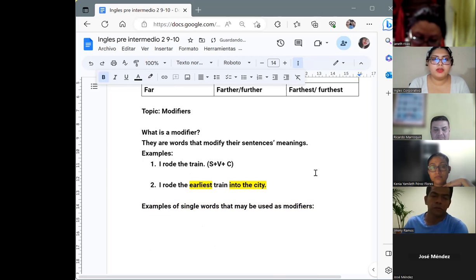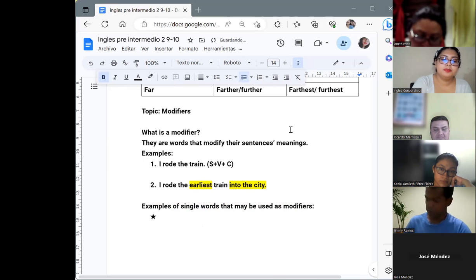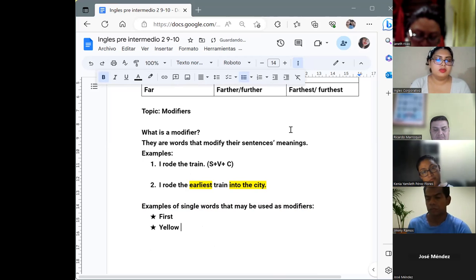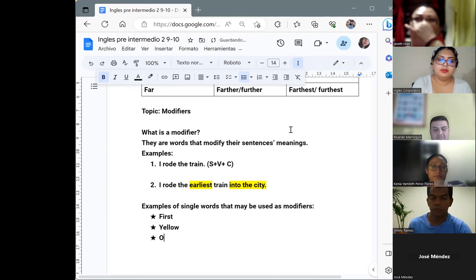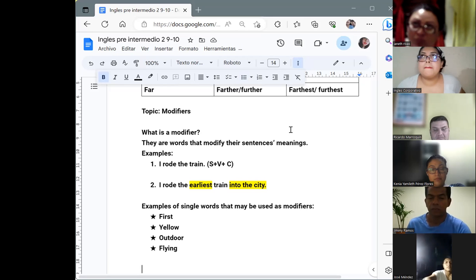So in this case, we have the following words. We have first. We have yellow. We have outdoor. And we have flying. Estas palabras, así como las vemos ahí, pueden utilizarse como modificadores, ya que nos van a dar un pequeño, ¿cómo podemos decirlo? Puede darnos un poco más de detalles sobre las cosas de las que estamos hablando.